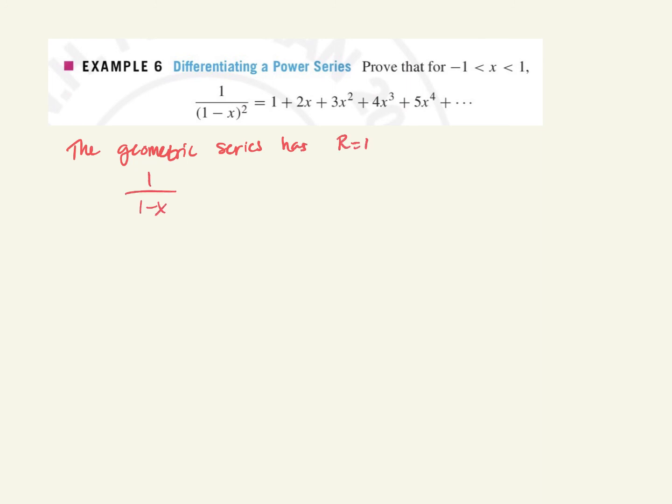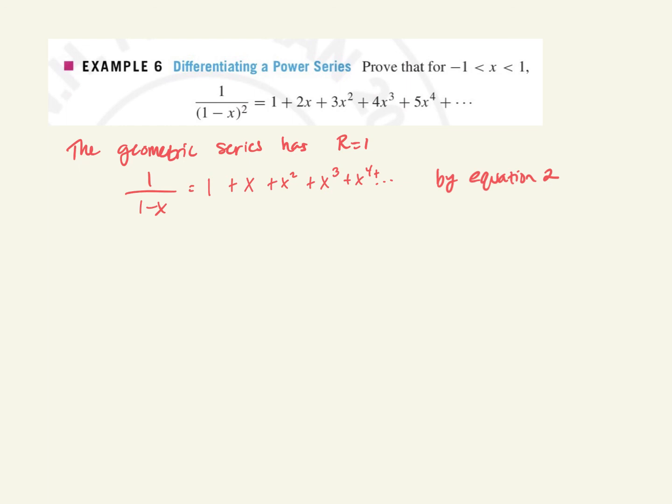If we just look at this portion of it, 1 over 1 minus x, that would be equivalent to 1 plus x plus x squared plus x cubed plus x to the 4th, etc. Because that's our geometric series, the summation of x to the n, for when it compared to the power series. I'm just going to make a note that that's by equation 2 previously in this section.